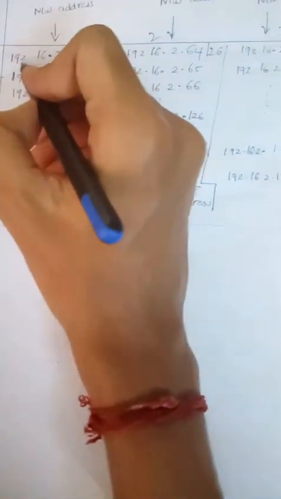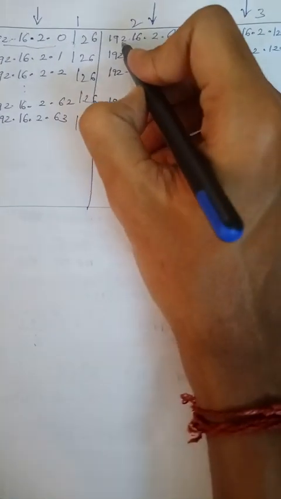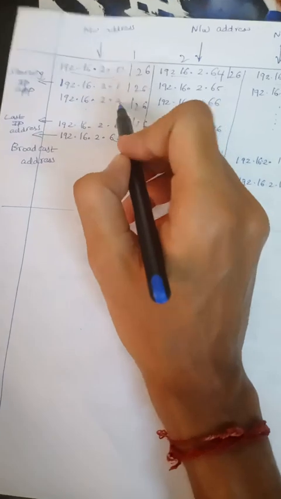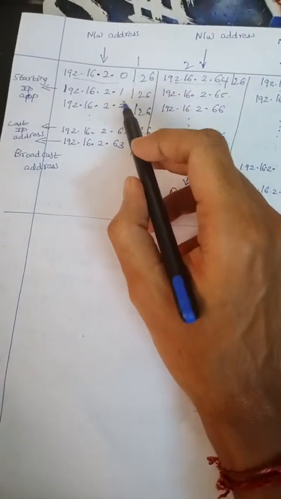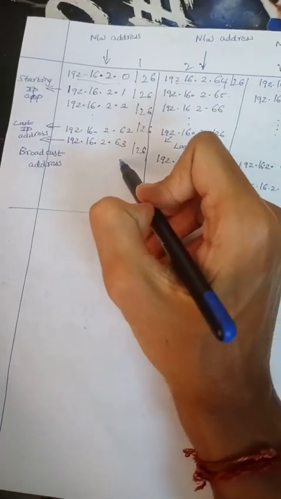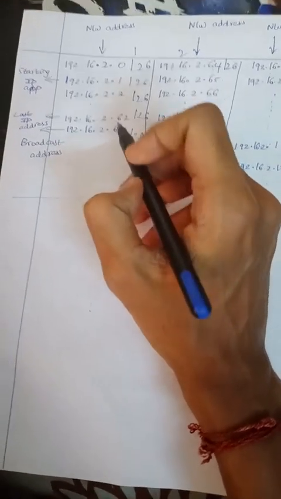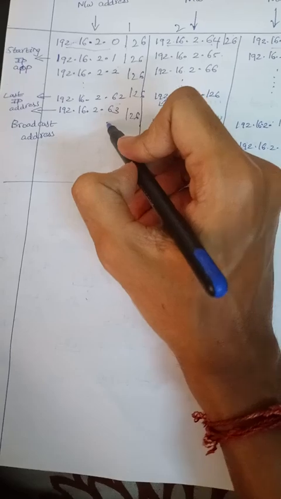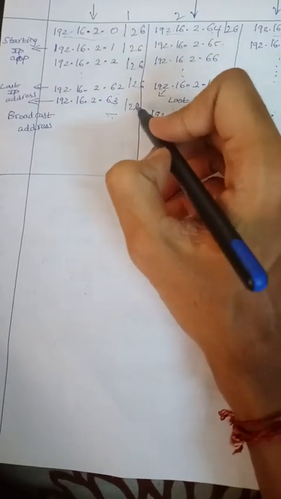Okay, now every starting address will be the network address. Next I have to create a starting IP: 192.16.2.1. So from .1 till 63 this address will be moving on. So 62 will be your last IP and 63 will be the broadcast, and CIDR won't vary.